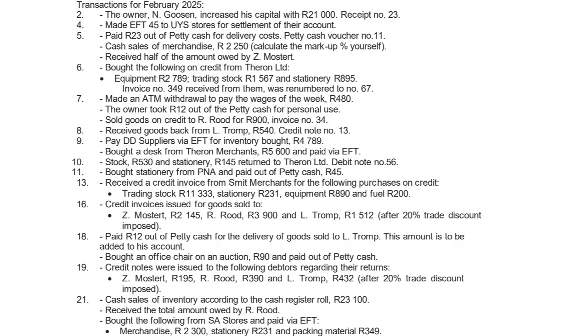Bought an office chair on auction, 90 Rand, and paid out of petty cash. On the 19th, credit notes were issued to the following debtors regarding their returns: Mustard, Ruud, and Trump, after 20% trade discount imposed. Then on the 21st, cash sales of inventory according to the cash register roll, 23,100. Received the total amount owed by Ruud. Bought the following from SA Stores and paid via EFT: merchandise, stationery, and packing material.